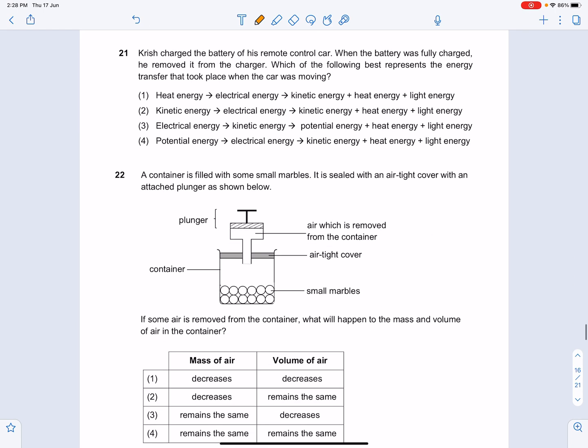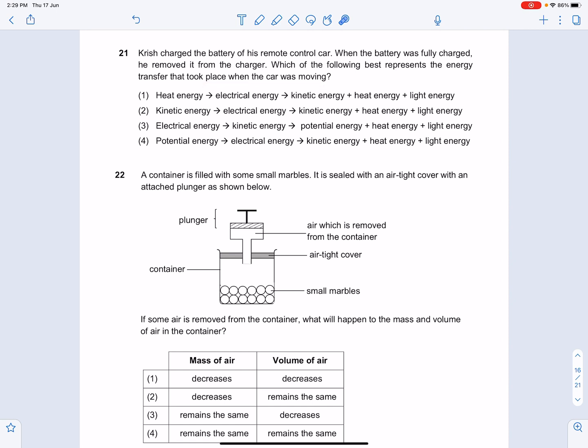Okay, moving on to question 21. Chris changed the battery of his remote control car. When the battery was fully charged, he removed it from the charger. Which of the following best represents the energy transfer that took place when the car was actually moving?